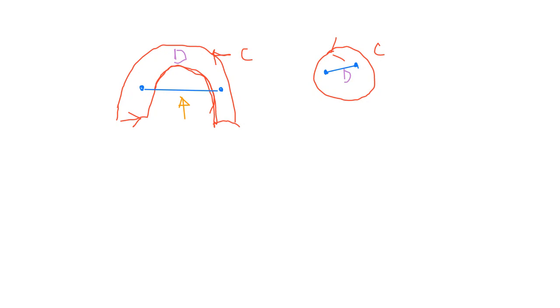So that's what we mean here. This here is a simple region D. This here is not a simple region D. You see the difference, class?